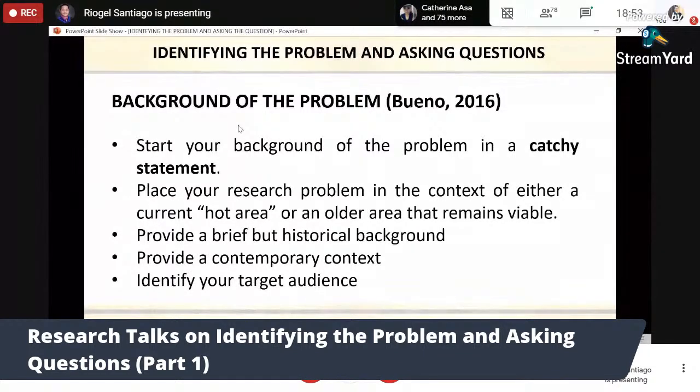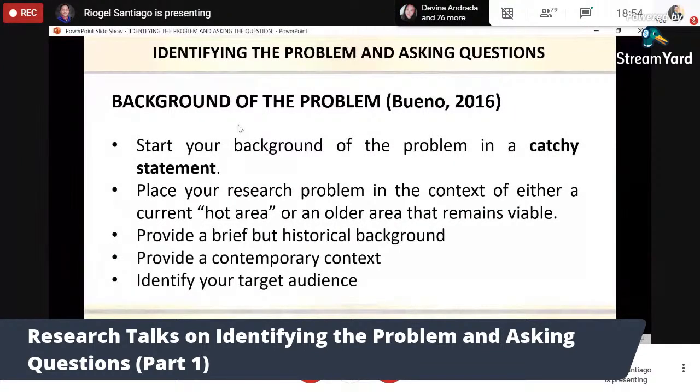Hindi yung sa simula pa lang, napakapalasak na kagad ang ginamit mo. Baka yung paper mo hindi na binasa. Next na kagad, ayaw na basahin yung paper mo. As much as possible, no? Let's start the background of the problem in a catchy statement. Para at least makatch mo na kaagad yung attention ng mga co-students mo, ng mga teachers mo, ng research teacher mo, no?